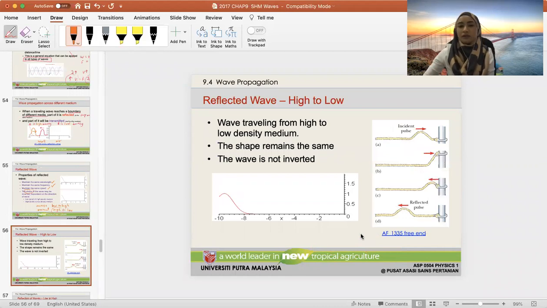Alright, so reflected high to low. Okay, let's see an example of this. Reflected from high density to low density. Apa yang berlaku? Dia akan reflect normally.